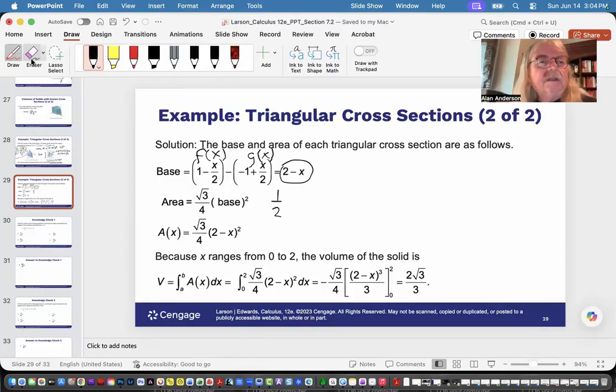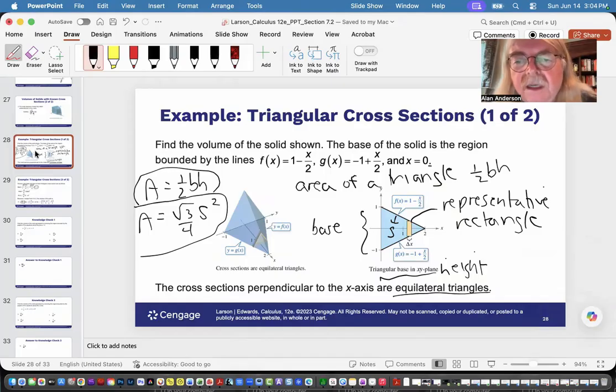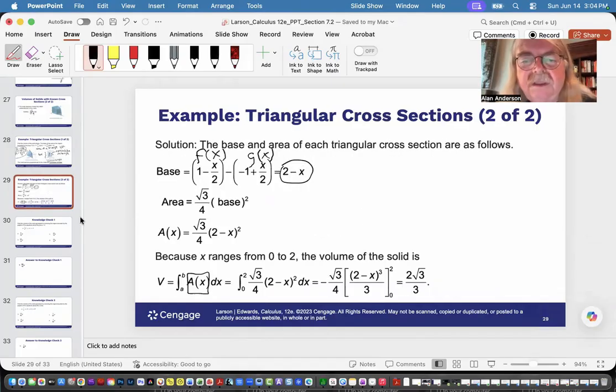And then radical 3 over 4. Now the base, we're using base. We could have used s squared. It's the same thing. The area is going to be radical 3 over 4 times 2 minus x squared. So they're going to have us integrate that formula between A and B, which in this case is -1 and +1. Okay.